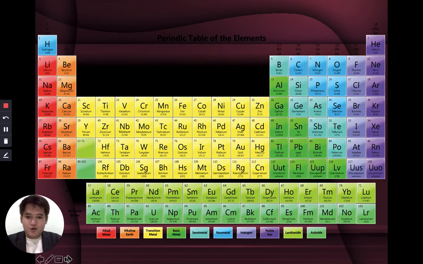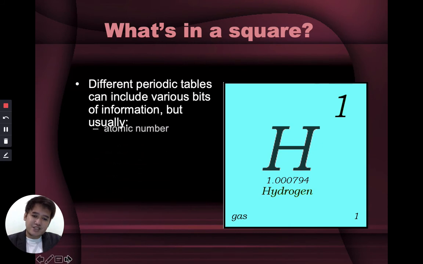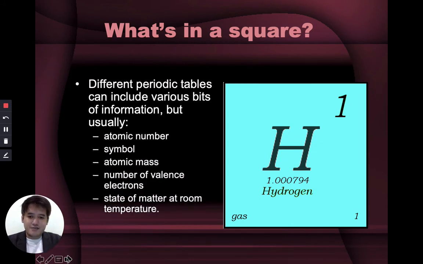So how do we study? If you try to remember the features of the periodic table, or what's in a square for that particular table, we can actually see there the symbol of the element and its name.